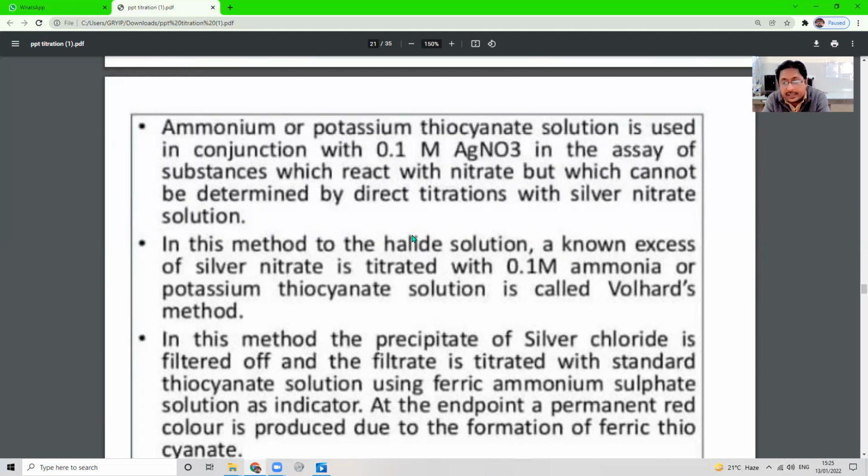In this method, the precipitate of silver chloride is filtered off and the filtrate is titrated with standard thiocyanate solution using ferric ammonium sulfate as an indicator. At the end point, a permanent red color is produced due to the formation of ferric thiocyanate. So this method is also used for the determination of chloride, bromide, iodide by back titration. Why back titration? Because we use excess of silver nitrate here, which is back titrated with ammonium thiocyanate or potassium thiocyanate.